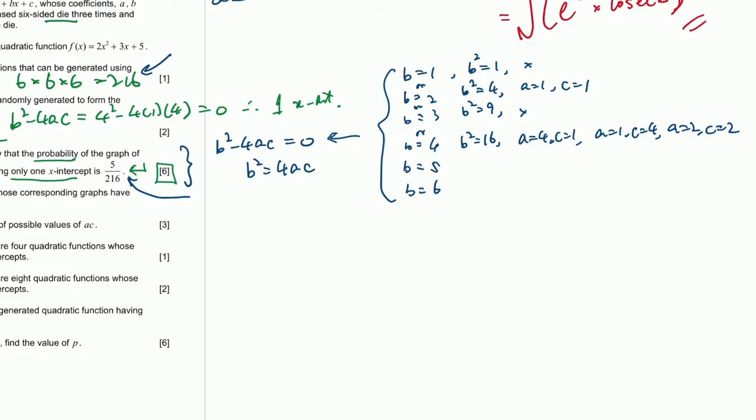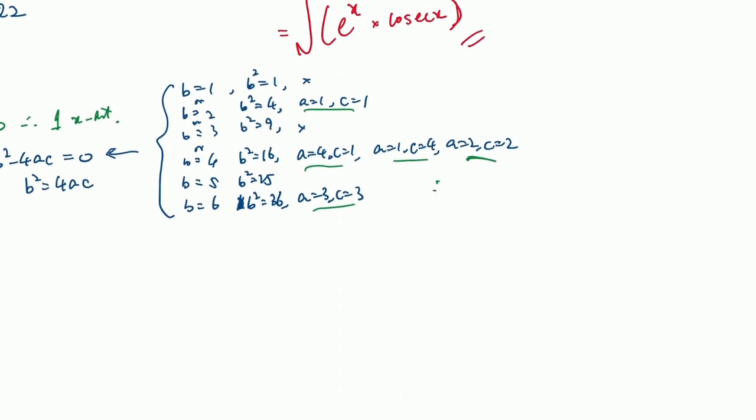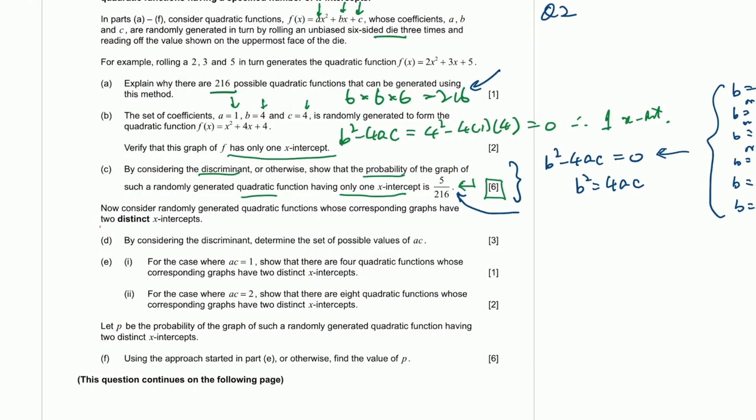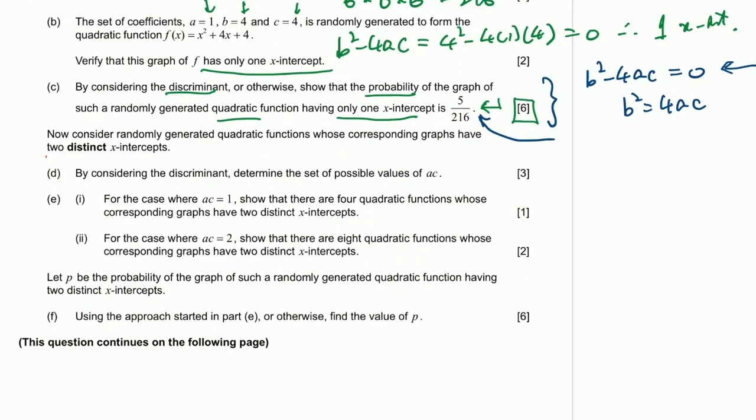So 5 squared is 25. I don't think that's a multiple of 4. Then 6 squared is 36. That should be possible. I think it's 3 and 3, because you need 4 times 9. So how many cases are there? 5, right? 1, 2, 3, 4, 5. So there are 5 ways. Therefore, the probability is 5 over 216. So you see, that's the idea of the whole question. Well, at least mostly.